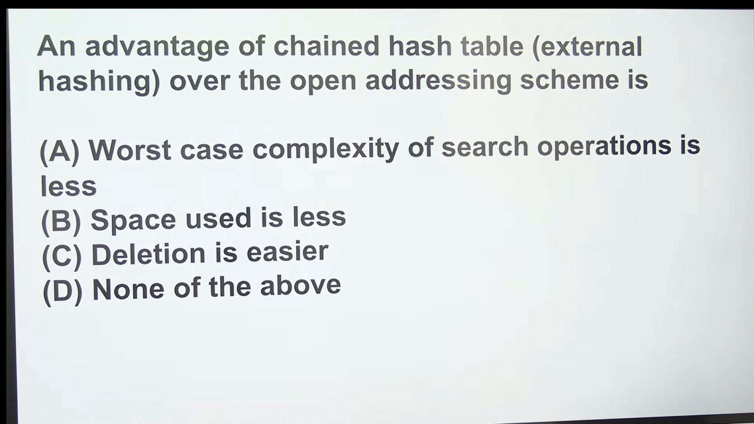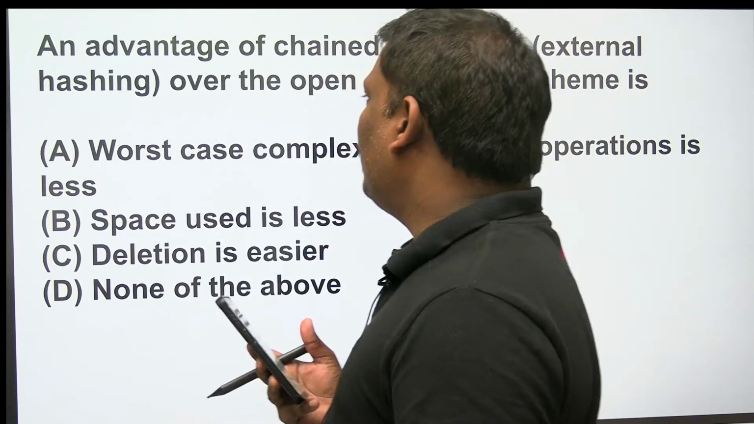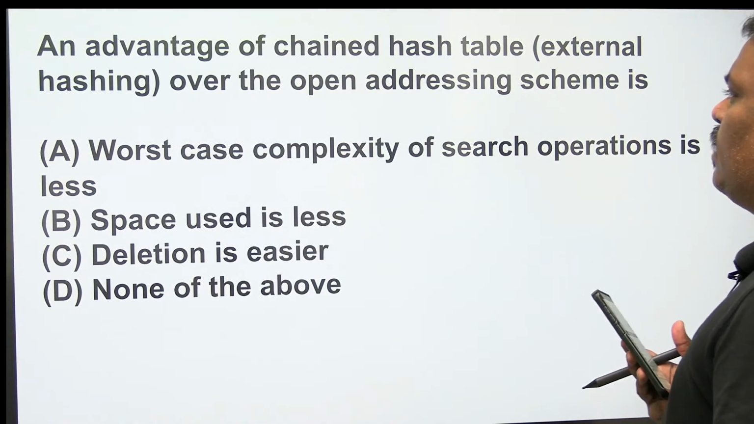Try your level best. So what is the answer of this problem? An advantage of chained hash table over the open addressing scheme is, chained hash table means whenever collision will come, in the form of linked list you will store. Open addressing scheme means inside the table only you will store. What is the advantage?